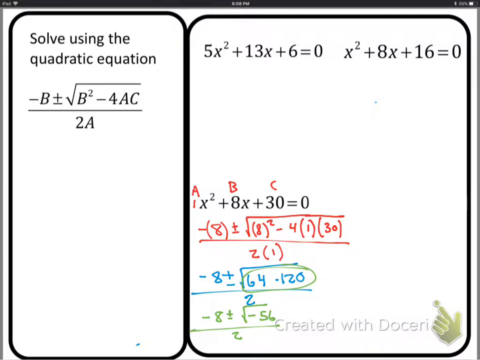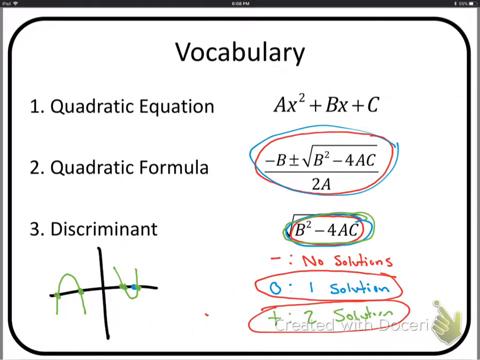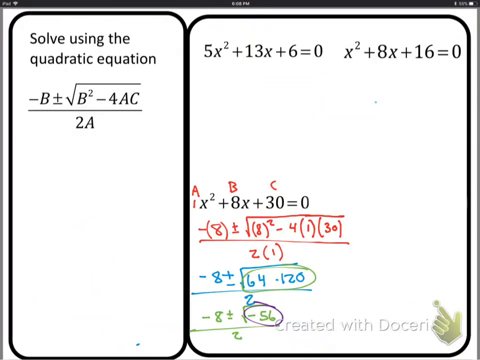So if we're looking at the discriminant, that there gives me a negative 56. And remember the rules for the discriminant: if we have a negative discriminant, then we have no solutions. So for that bottom left graph, we have no solution. So you're done as soon as you get a negative for your discriminant.